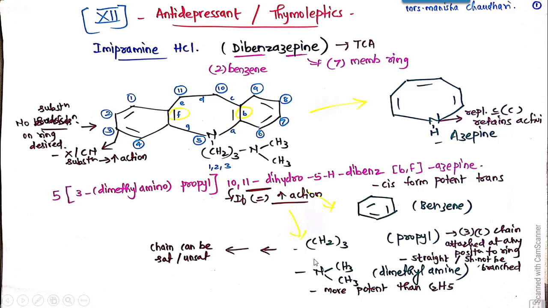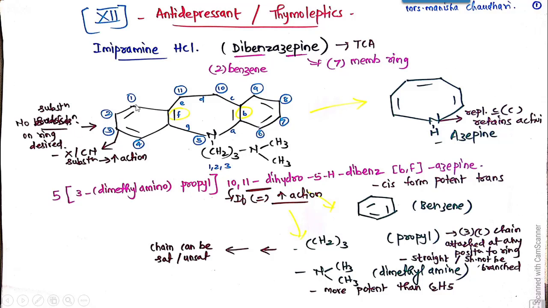Now this dimethyl amino is very much essential. You can substitute ethyl instead of methyl, or further derivatives can be formed, but dimethyl amino is more potent than diethyl substitution. So instead of CH3, C2H5 can be there, but the CH3 substituent gives the more potent derivative than ethyl. So dimethylamine will give you a more potent compound than diethylamine.